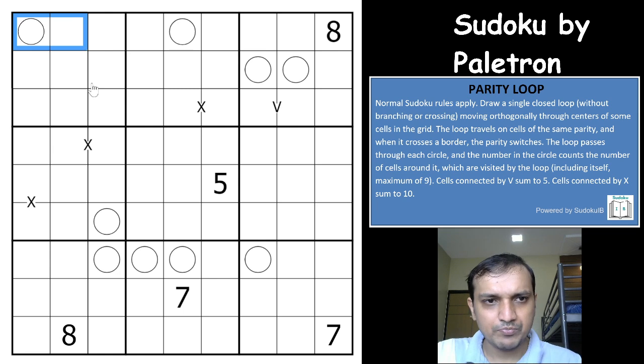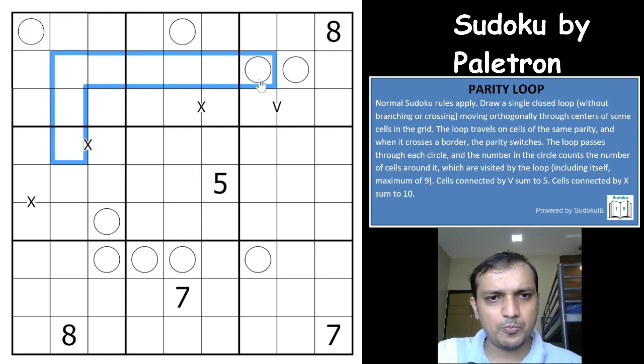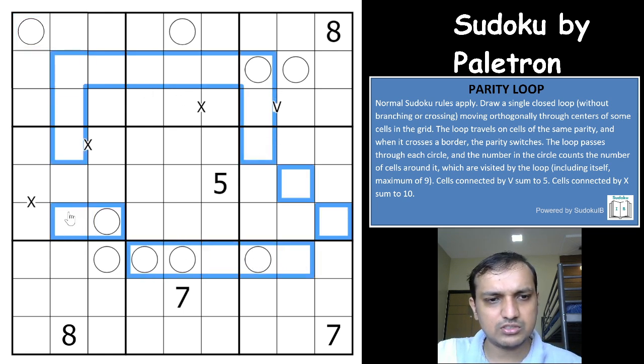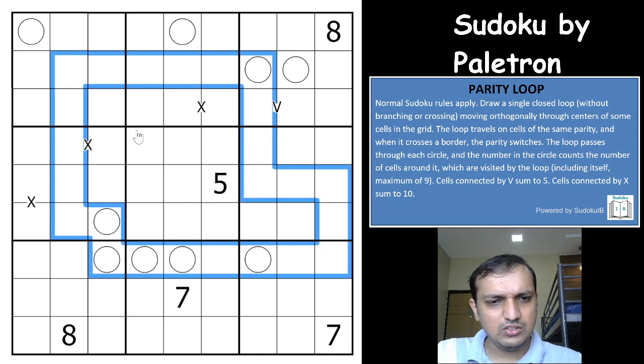Amazing. So for example, if you have a loop going this way, these three cells would have to be the same parity, and the parity switches when the loop crosses a border into another box, and these three cells would have to be of the same parity, these two cells, these five cells. So that is what the rule says.